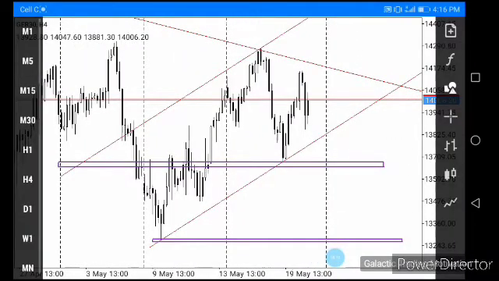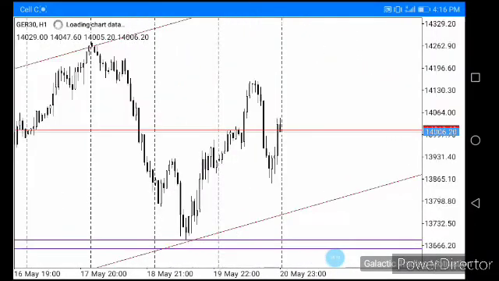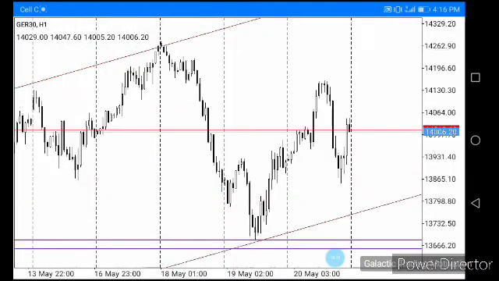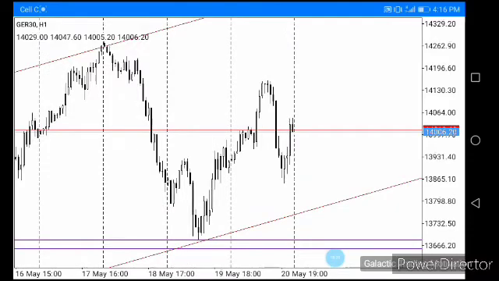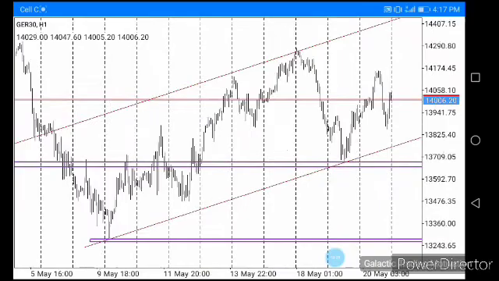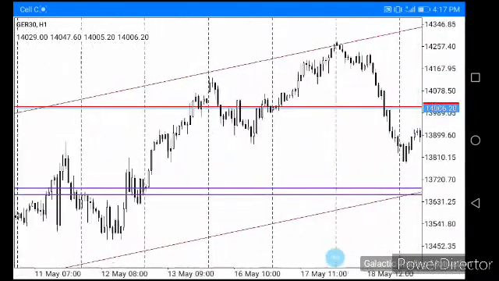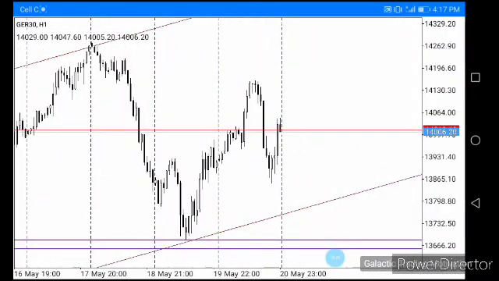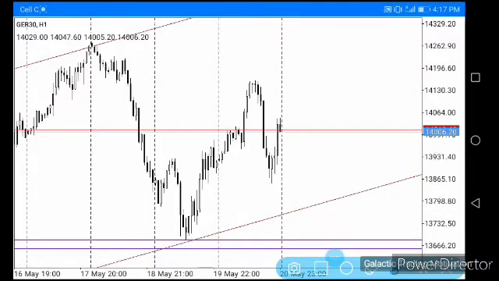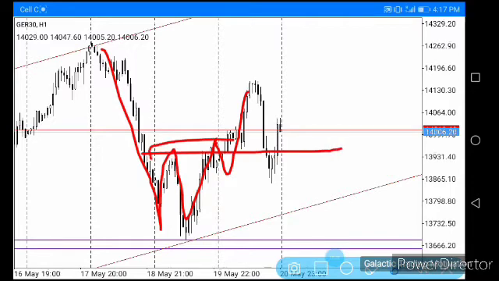From here, I'm going to go to the H1 chart. Okay, so here we are on the H1 chart. Is there anything of interest that we see here? Let's see. So on the H1 chart, price seems to be creating an inverted head and shoulders pattern, right? With the neckline being there.